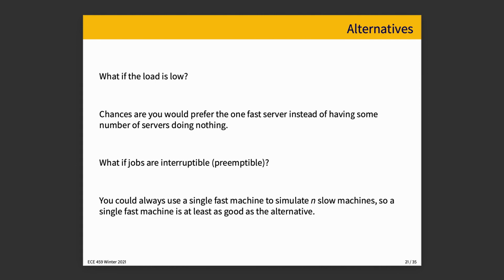And then the other caveat is if jobs can be interrupted. So if you can put something on pause and come back to it later, then in that case you could always use a single fast machine to simulate n slow machines. So the single fast machine is at least as good as the alternative.